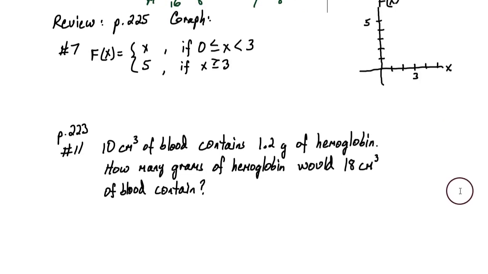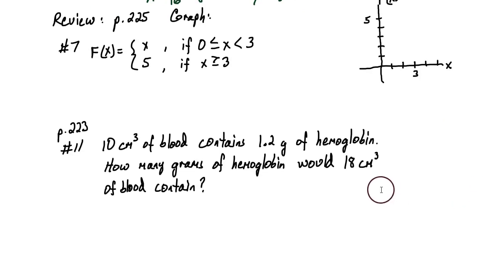For the review assignment, we're going back to the functions that were made out of parts, or made out of pieces. Some textbooks call these piecewise functions. They're made out of pieces. This first function has 2 pieces. Sometimes the value of f is just equal to whatever x is, and that happens when x is between 0 and 3. But other times the value of f is equal to 5, and that happens when x is greater than or equal to 3.